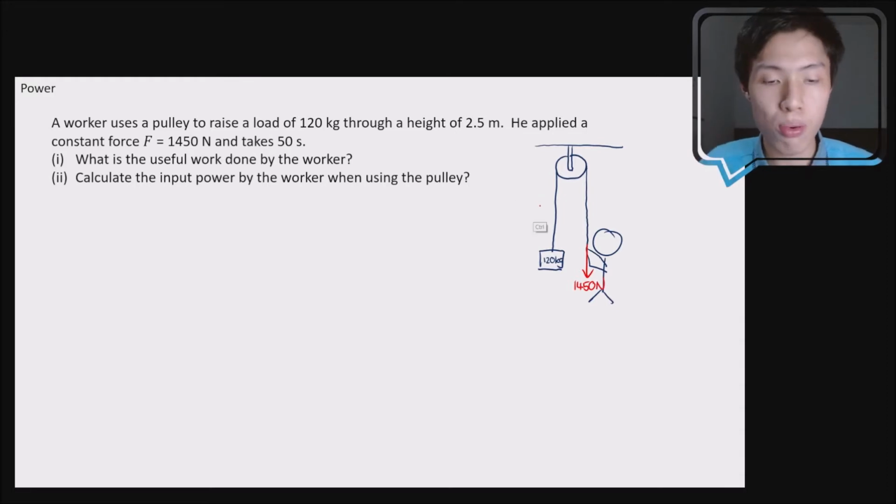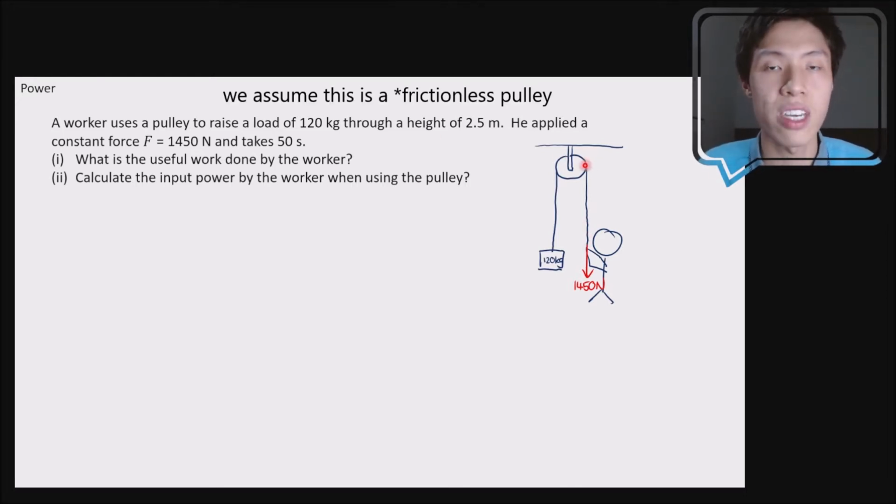I know this is a pulley, so the tension will be transmitted over to the other side of the pulley. Thus, the load over here will also experience a tension exerted by the rope on the load here, and the tension should be 1450 Newton as well, because the tension across the whole rope here should be uniform. Okay, we assume this is a massless pulley as usual.